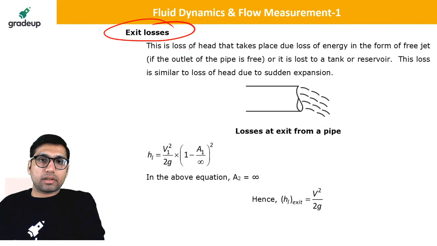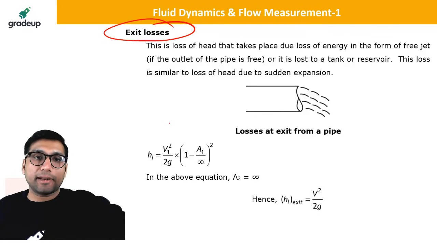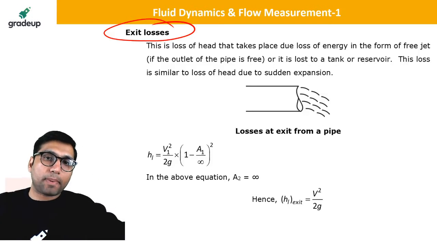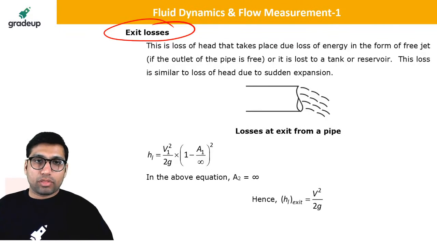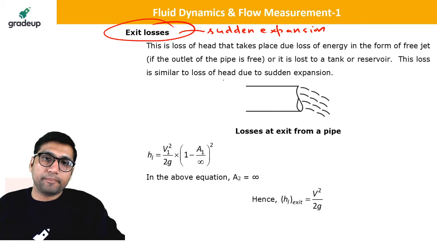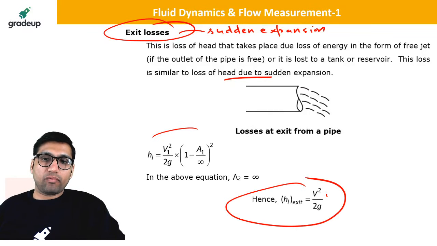And exit loss is actually the loss due to sudden expansion, because when the flow comes out from the pipe, it goes to a very large area. So exit loss is equal to sudden expansion loss, to a very large reservoir or tank. Okay, so this exit loss is directly equal to V square by 2g. You can simply use that formula.